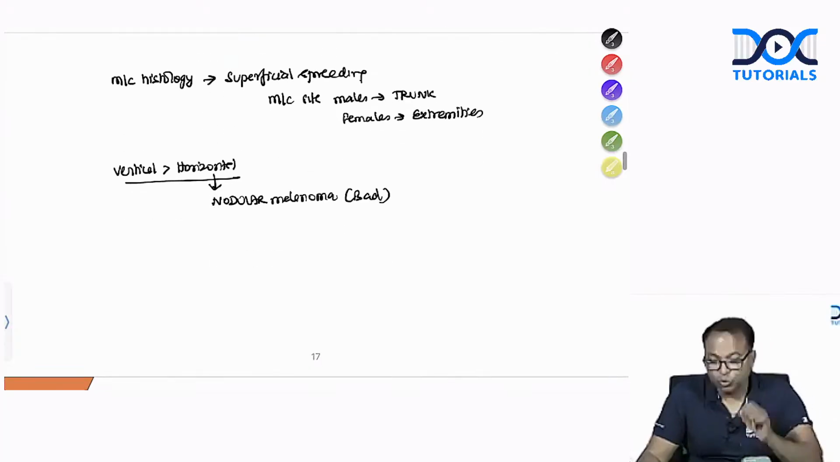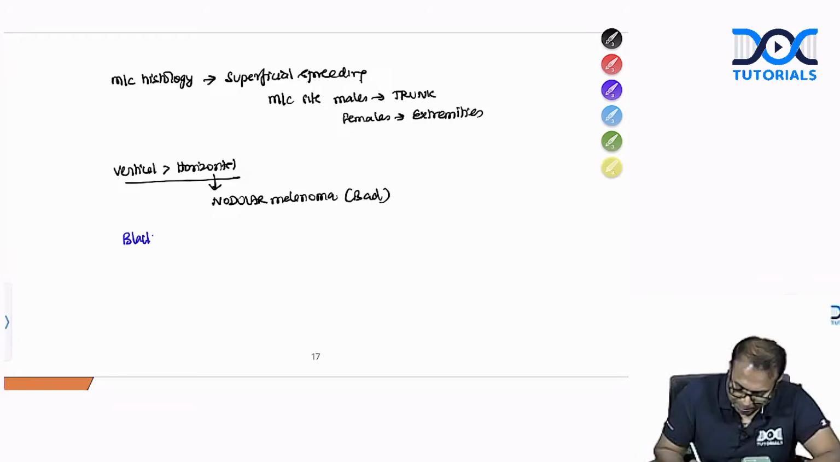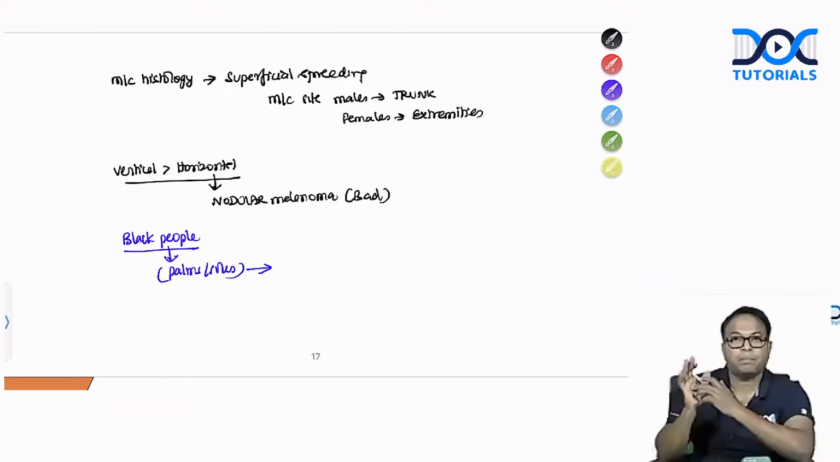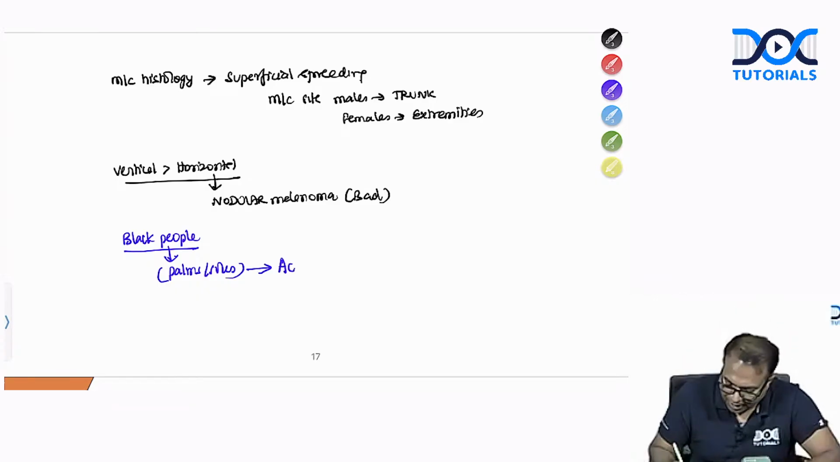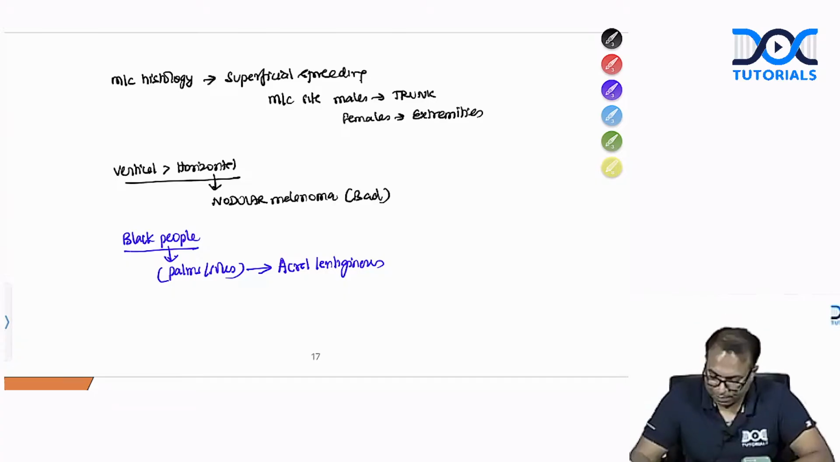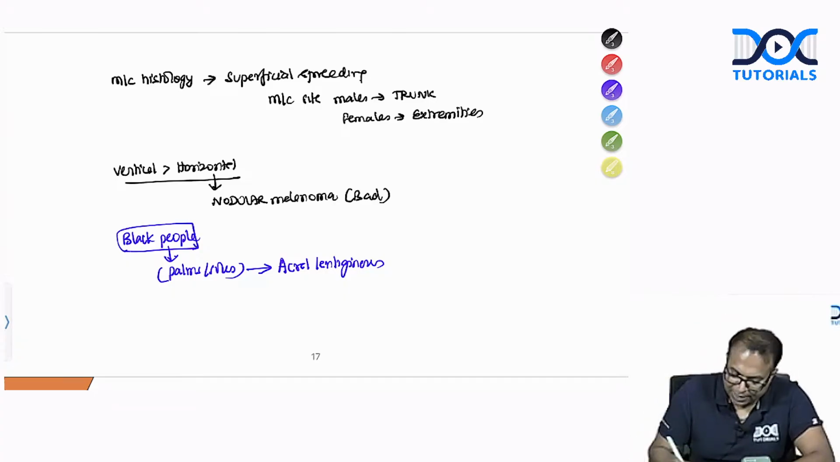So melanoma is usually seen in white people. Which melanoma is common in black people? Even in black people, it is common in the white areas, that is palms and soles. Therefore, it is acral lentiginous. There are a lot of MCQs from melanoma, so please go through the melanoma MCQ points. Okay, in black people, it is acral lentiginous.